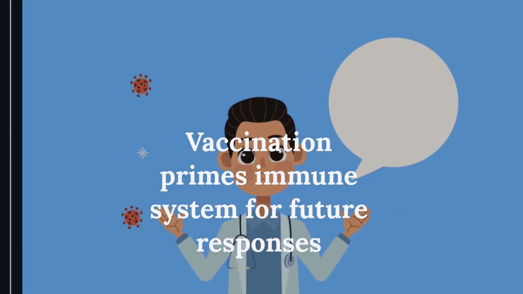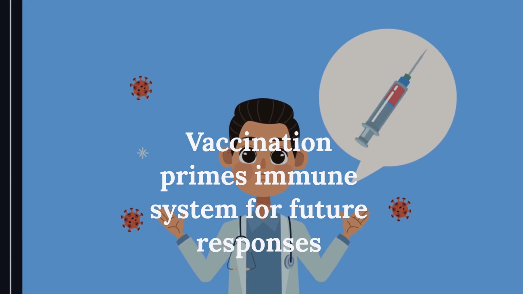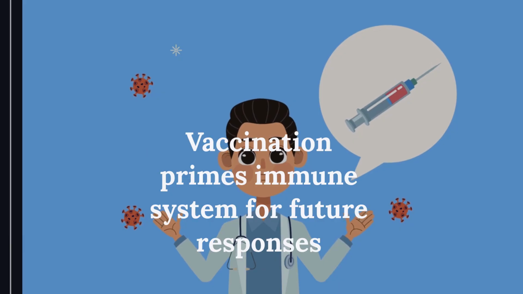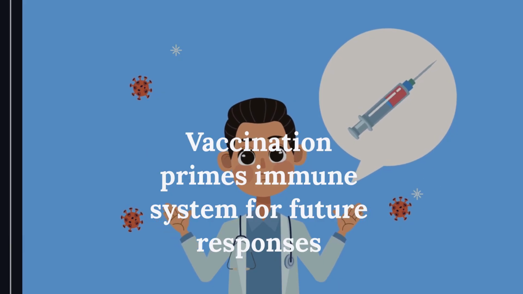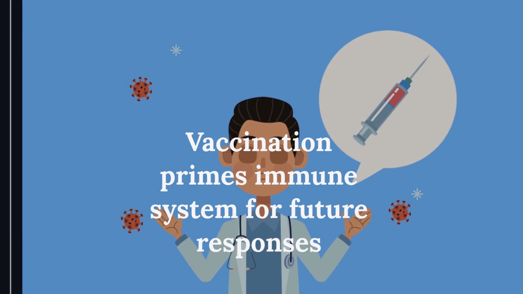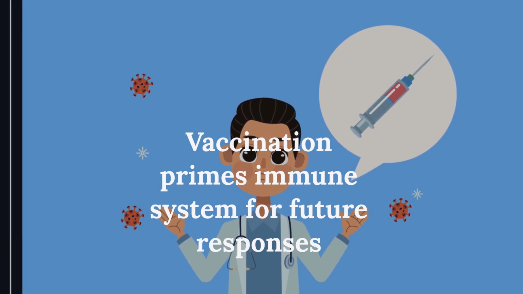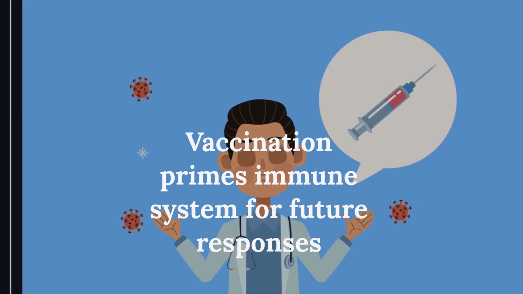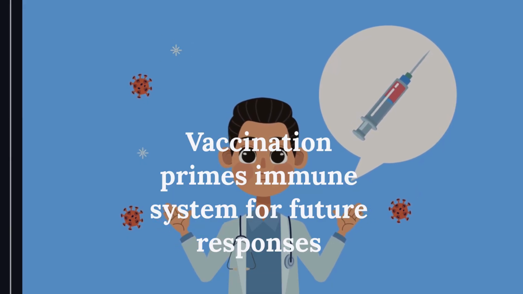Vaccination primes the immune system for future encounters. It introduces antigens without causing disease. Memory cells are formed, allowing rapid future responses. Vaccines mimic the primary response, making secondary responses stronger. This is why vaccinated individuals often experience milder symptoms.